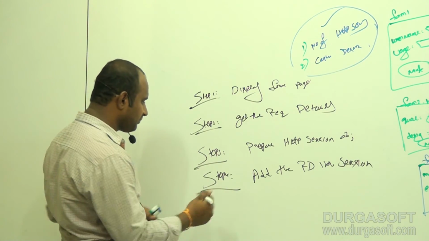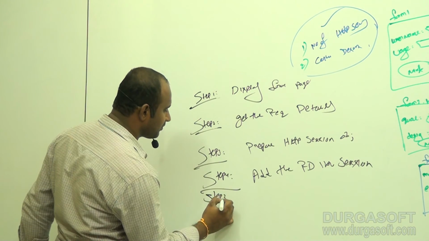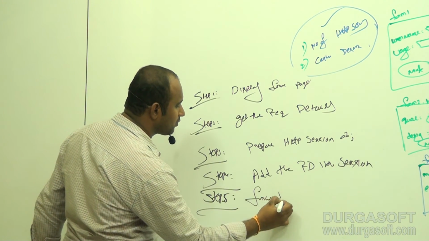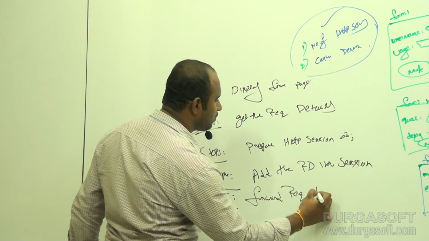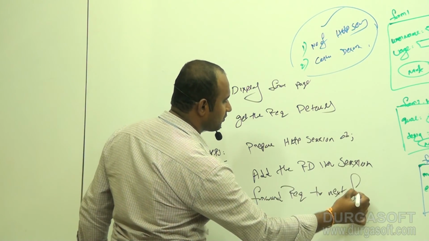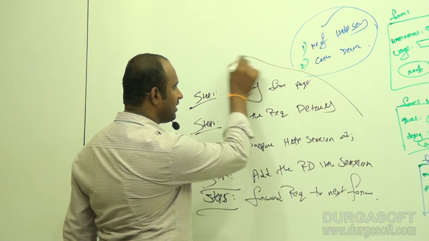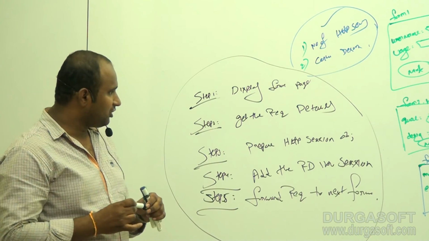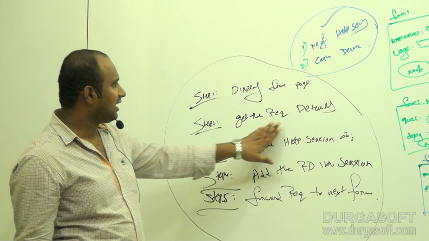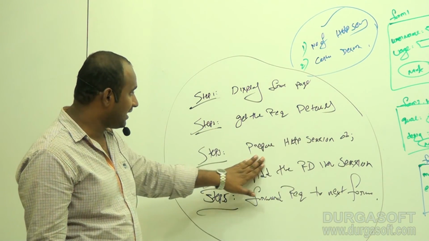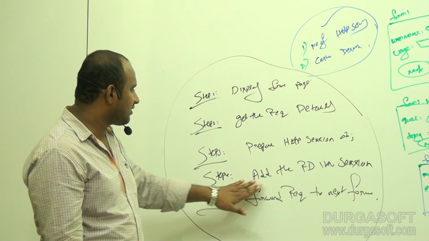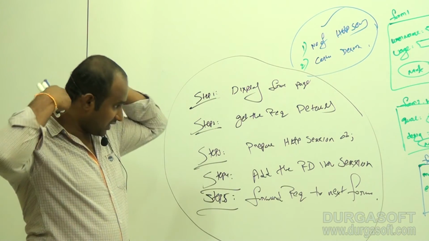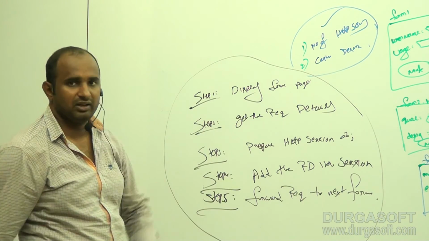What is step number 5? Forward the request to the next form. There are a total of 5 steps to design your application. Display the form page, get the requested details, create the HTTP session object, add the requested details into the session object, then forward the request to the next form. These are the 5 steps to write this application.